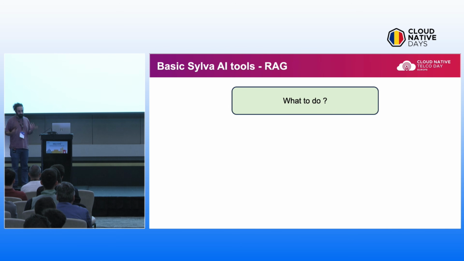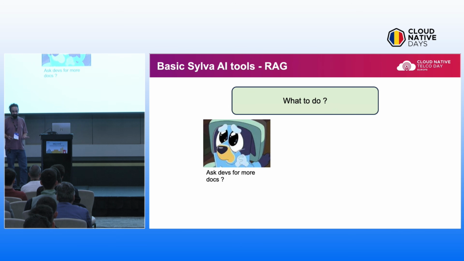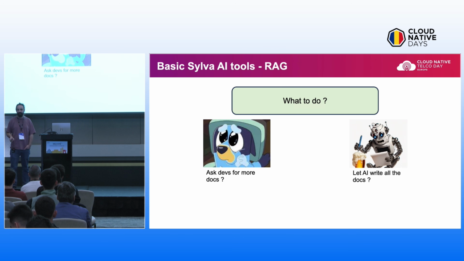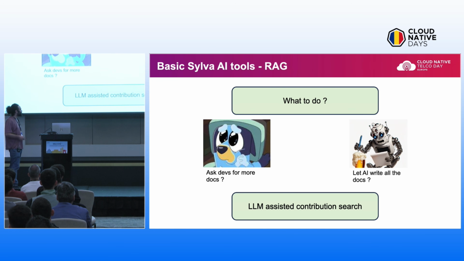So what were the choices basically? We could ask the devs to write more documentation, which we know is going to happen, but it's always going to be maybe half-assed. Or we can let AI write the entire documentation, which is going to get done, but it might be even more half-assed. So we wanted to put our hands together and have this merged.